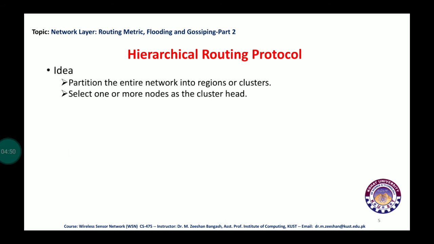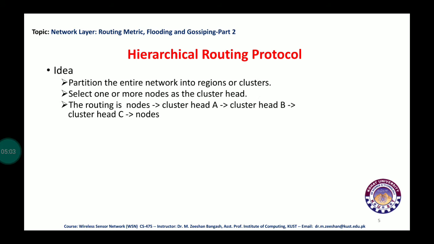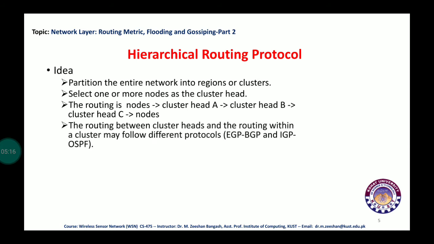So the idea is basically that we need to partition the complete network into some regions or clusters, and then we have to select one or more nodes as a cluster head, and then the cluster head communicates with cluster B, and then cluster B communicates with cluster C. So there is inter-cluster communication, and then we need to implement some protocols like BGP or OSPF that we usually discussed in traditional networks, used for inter-gateway communication or inter-gateway routing. So that needs to be implemented between the cluster heads.